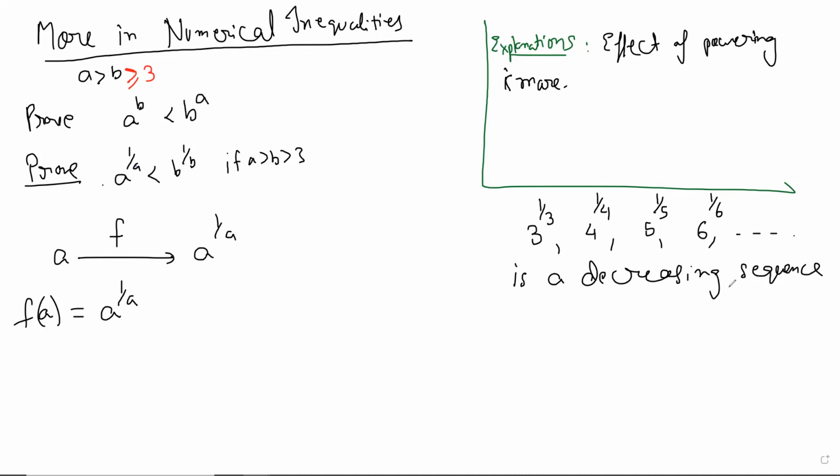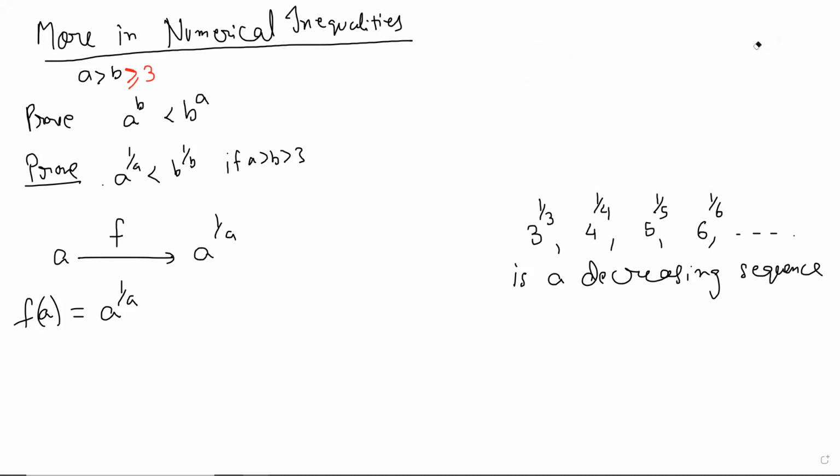Okay, as the input is increasing, this is decreasing. Now, we have not proved anything, but we are just changing the form of the question and interpreting it in a different way. So we just want to show that this is a decreasing sequence. Now, before we go into the proof, you can just see this graphically also.